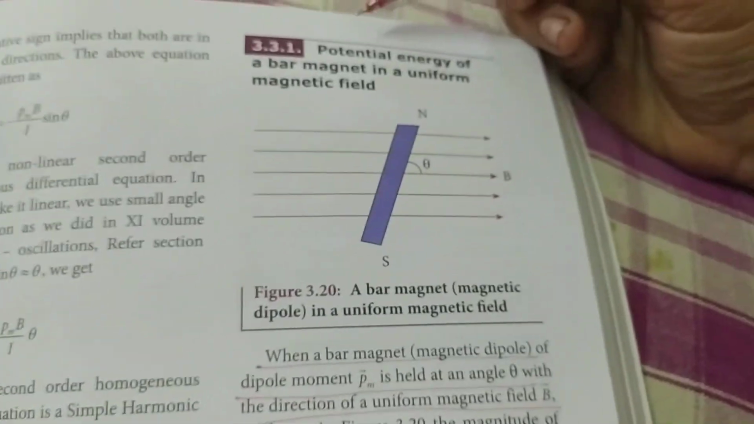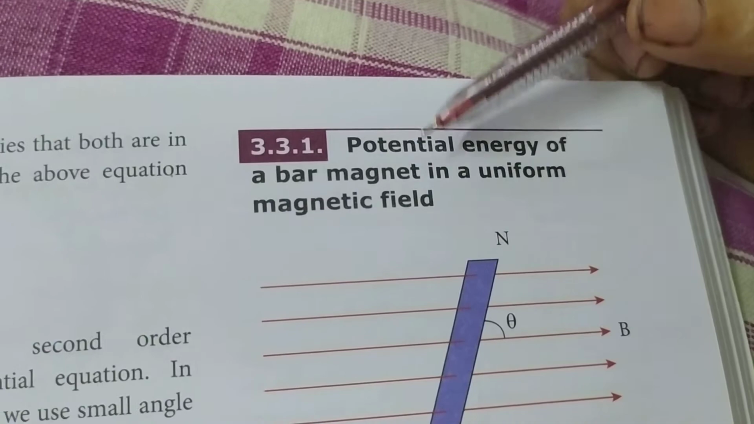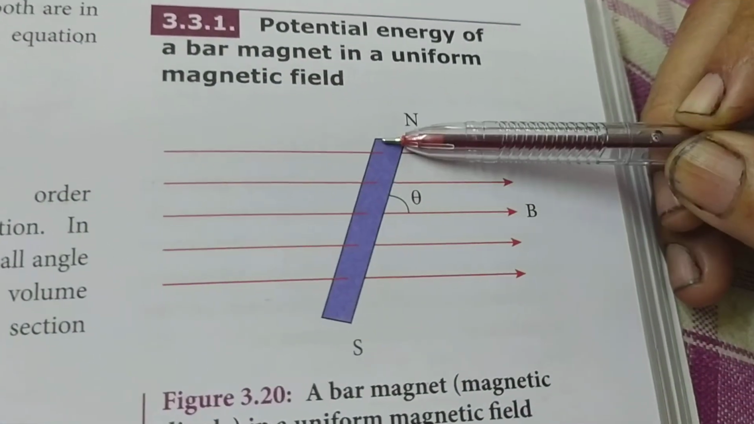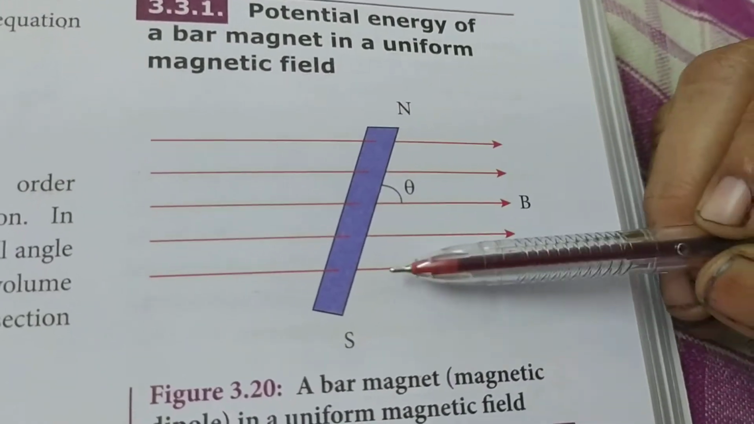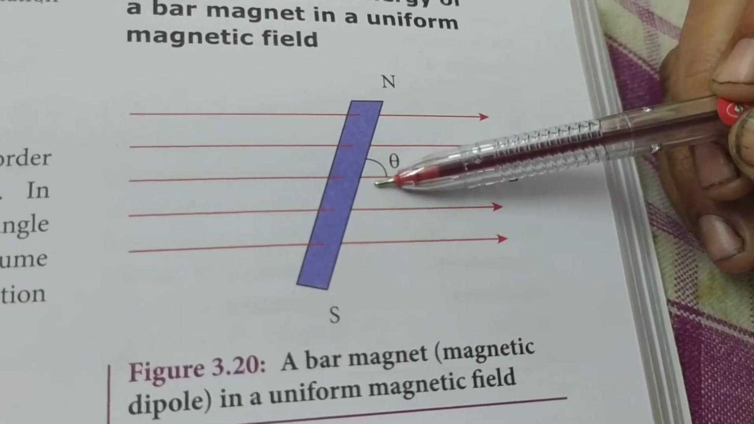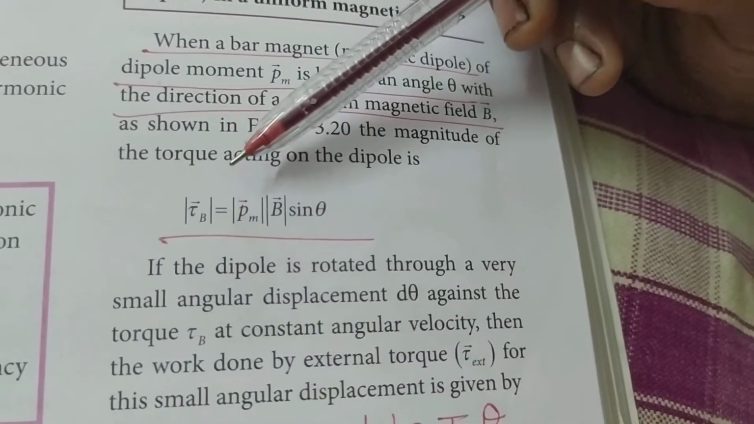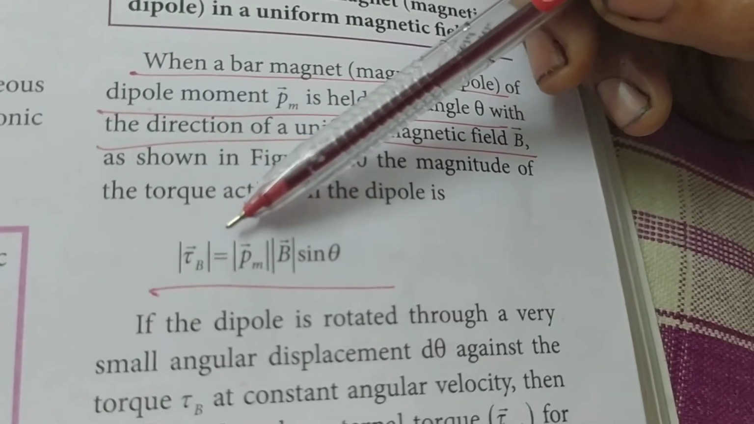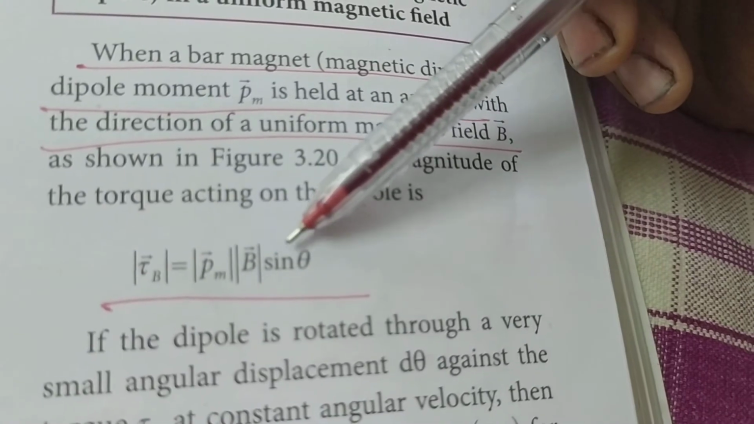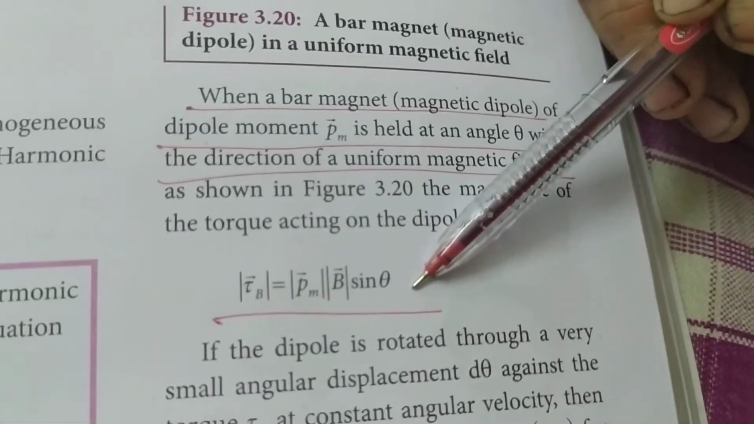Next we shall see the potential energy of the bar magnet in a uniform magnetic field. Here this is the uniform magnetic field and the magnet is placed here. We are going to see what the potential energy is. This bar magnet makes an angle theta with the uniform magnetic field. And here, what is the external force? First, tau_B is equal to Pm vector cross B vector, sin theta. This equation you already know. This is a vector product equation.